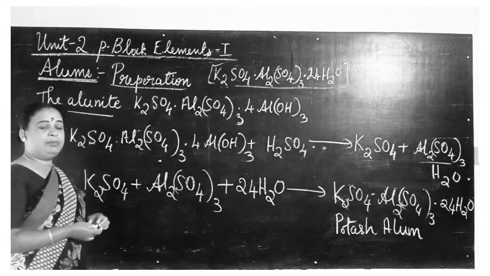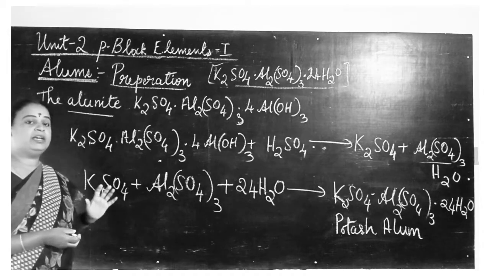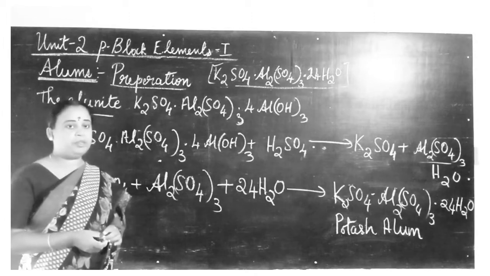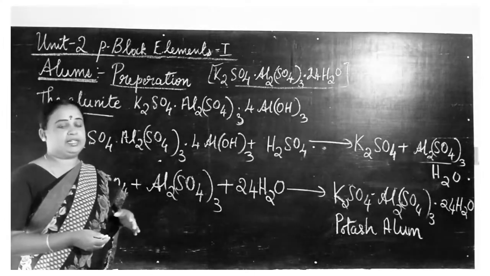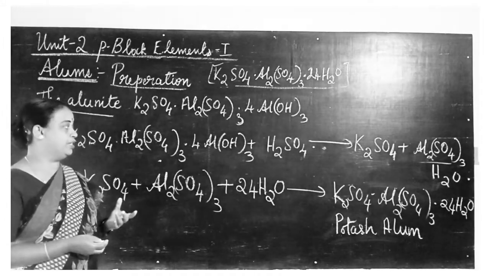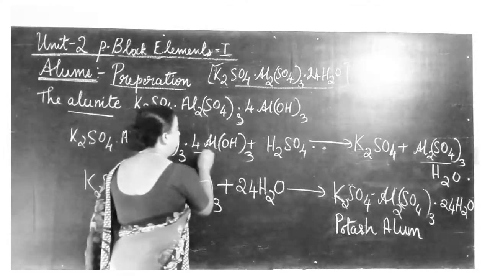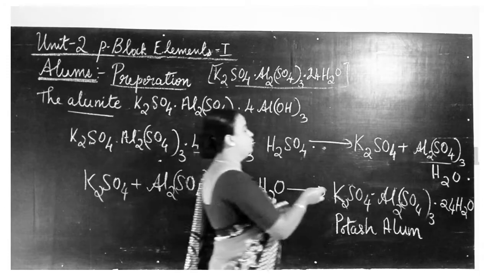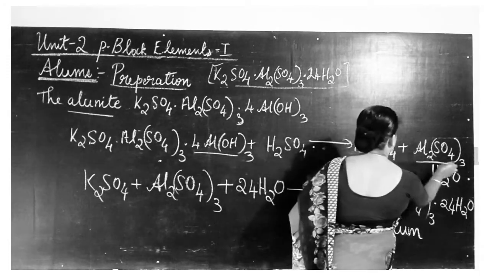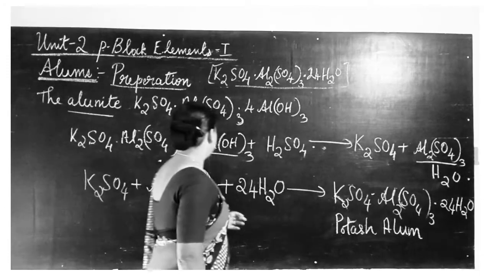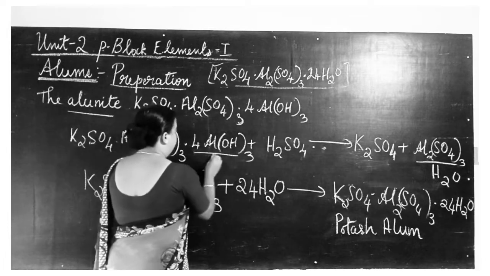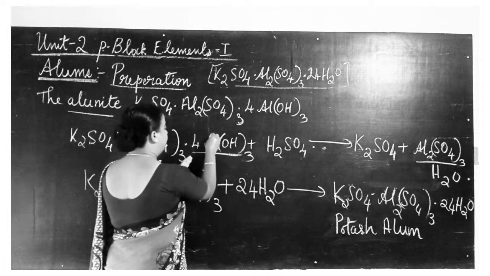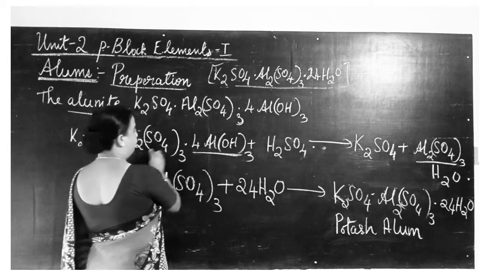The first step in this preparation is that alunite is treated with excess sulfuric acid. When we treat it with excess sulfuric acid, what happens? The aluminium hydroxide part of this alunite is getting converted completely into aluminium sulfate. Al(OH)3 is the aluminium hydroxide of alunite.